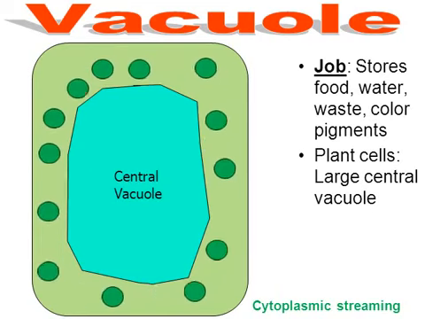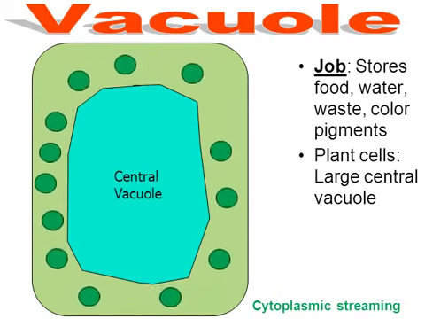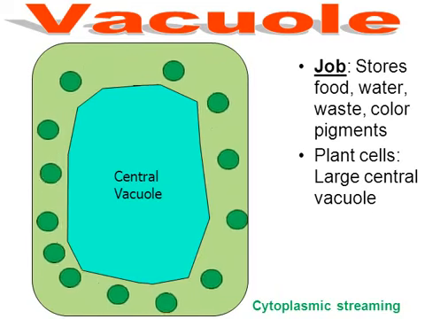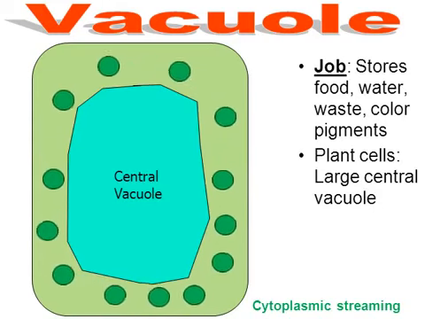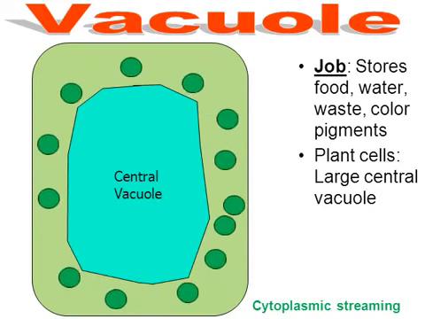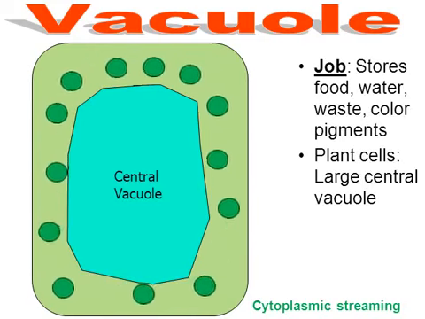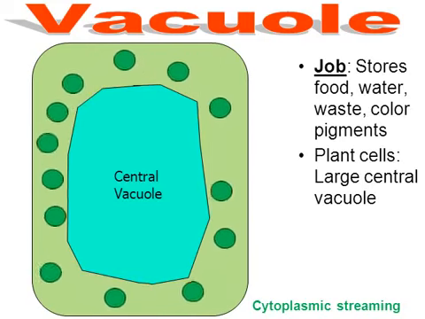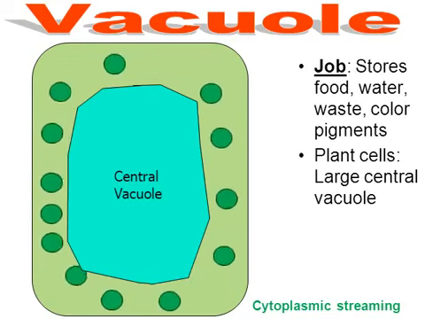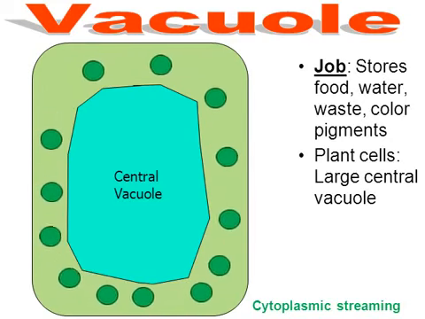When we look at this little animation right here, again, I mentioned cytoplasmic streaming earlier here. The green circles represent chloroplasts, but they're all kind of revolving around the central vacuole. And so the central vacuole is often so big it will push the other organelles to the edge of the cell.